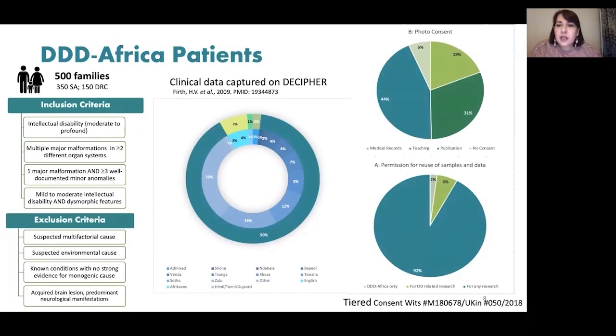For instance, what you can see in the bottom pie chart is that the majority of patients are agreeing to broad sharing of data and samples, but are making much more reserved decisions and a much greater variety of decisions when it comes to the use of photographs of their underage children.